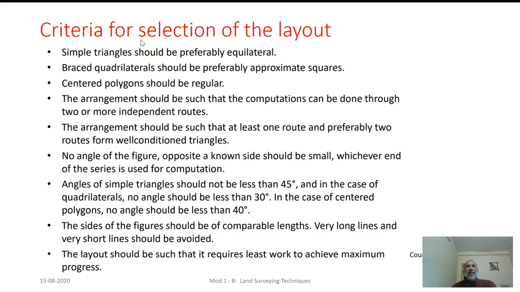So here various criteria can be considered as far as selection of the layout is concerned. As such, simple triangles should preferably be equilateral. Best quadrilaterals should preferably approximate squares. Centered polygons should be regular ones. The arrangement should be such that the computations can be done through two or more independent routes. The arrangement should be such that at least one route and preferably two routes form well-conditioned triangles.